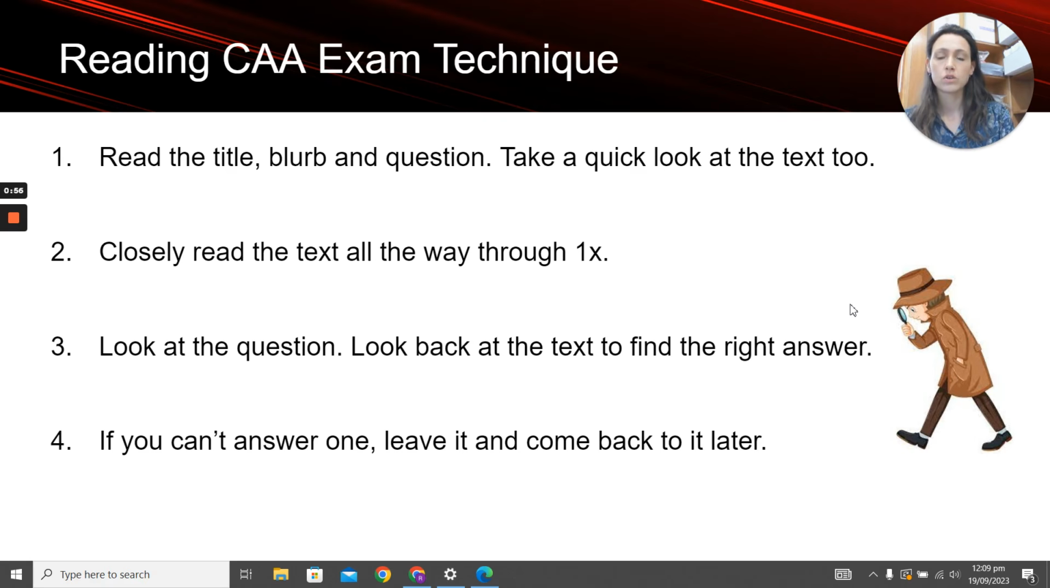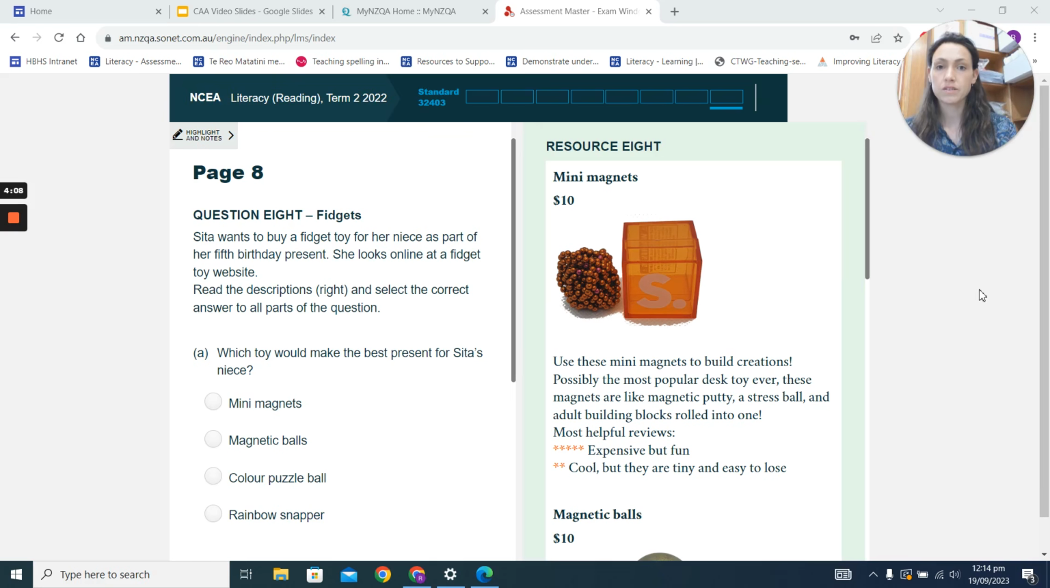Alright, so what we'll do now is let's have a look at one of the questions from the assessment and have a go at applying this 4-step strategy. Alright, so here we are. We've got the title and the blurb here and the question and the text on the right. So let's just take a quick look at the text to start off with.